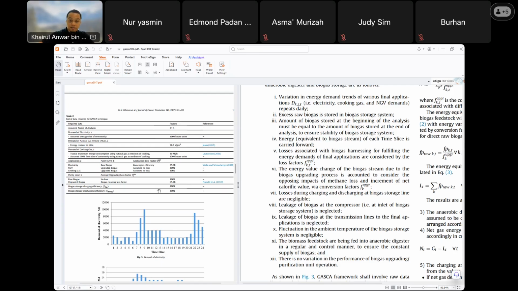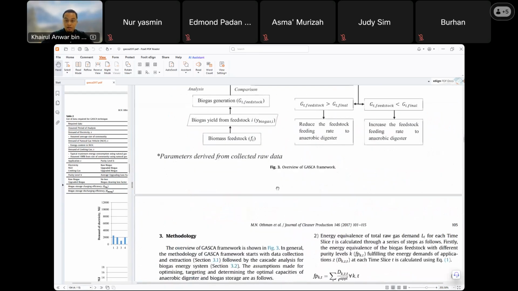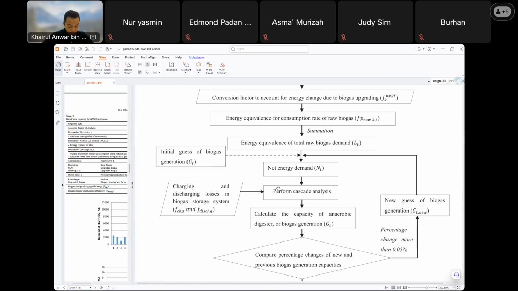So shown in figure 3, the GESCA framework shall involve raw data collection, derivation of total raw biogas demand for each time slice based on the final application energy demand, iterative scheme of biogas generation capacity determination through the cascade analysis, and the target for the biogas generation capacity, biogas storage capacity, and charging discharging profile of biogas.